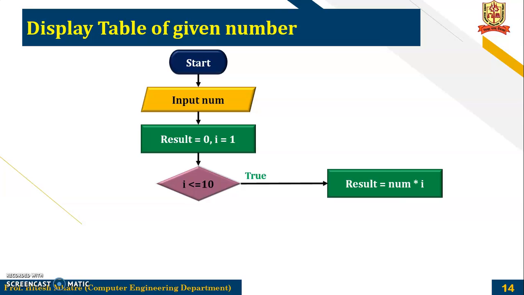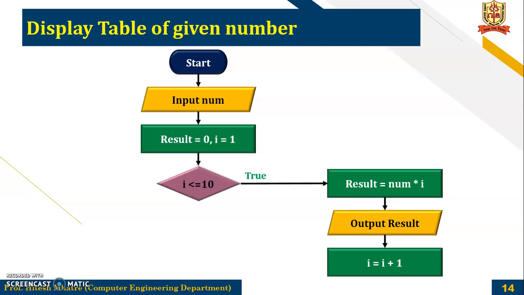If it is true, initially I is 1, so 1 is less than or equal to 10, yes, true. So your result will be number multiplied by I. If I say 6, then 6 multiplied by I, that is 6 multiplied by 1, is 6. So the value of result is 6. Then output the result, so 6 will be displayed. Then increment the value of I, so I will be 2. Now check whether 2 is less than or equal to 10, yes. So number multiplied by 2, that is 6 2s are 12.